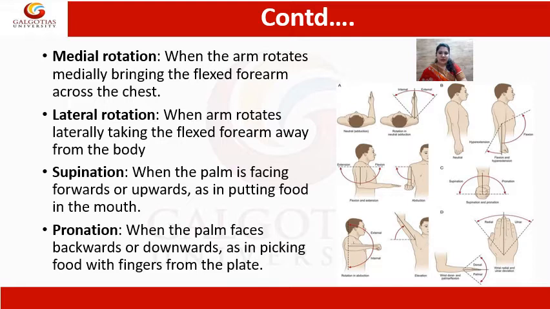Then medial rotation. When the arm rotates medially, bringing the flexed forearm across the chest, it is called medial rotation. When the arm comes inside towards the chest, it is called internal rotation, or medial rotation. Lateral rotation is when the arm rotates laterally, taking the flexed forearm away from the body. In this picture, this movement is called lateral rotation.